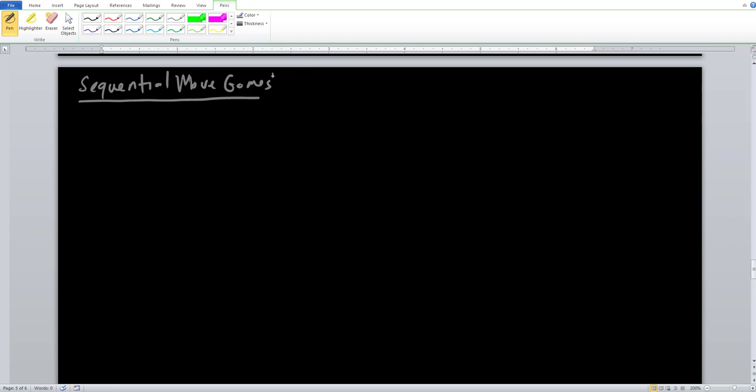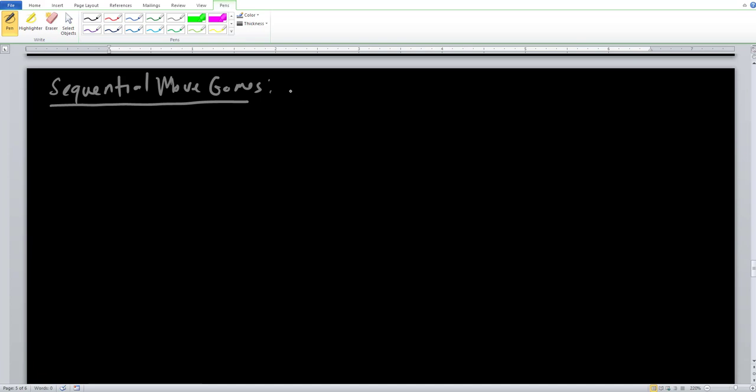With sequential move games, we're going to use game trees for analysis. It's also called extensive form analysis because it really does look like some type of tree. It's more extensive compared to the simultaneous move game.